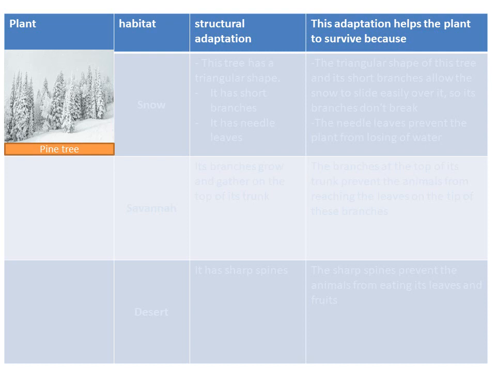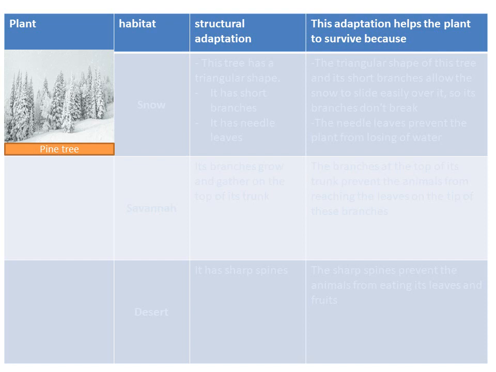The pine trees. Pine trees, as we said, the Christmas tree, their habitat is the snow. Their structural adaptation: this tree has a triangular shape, short branches and needle leaves. The triangular shape of this tree and its short branches allows the snow to slide easily over it. The snow slides over the plant, so its branches don't break.